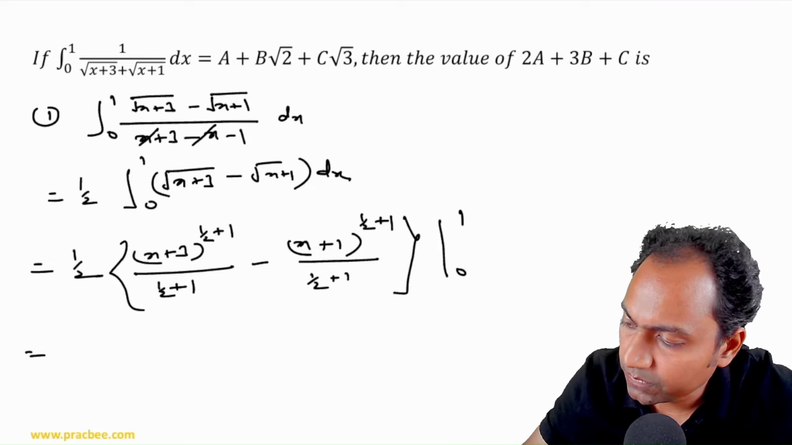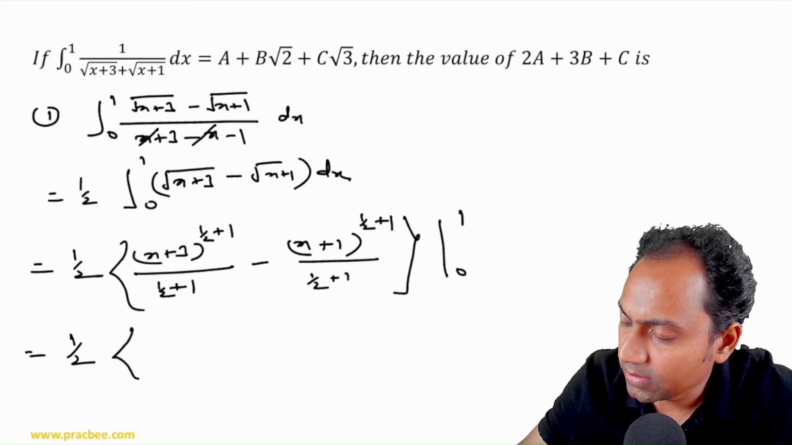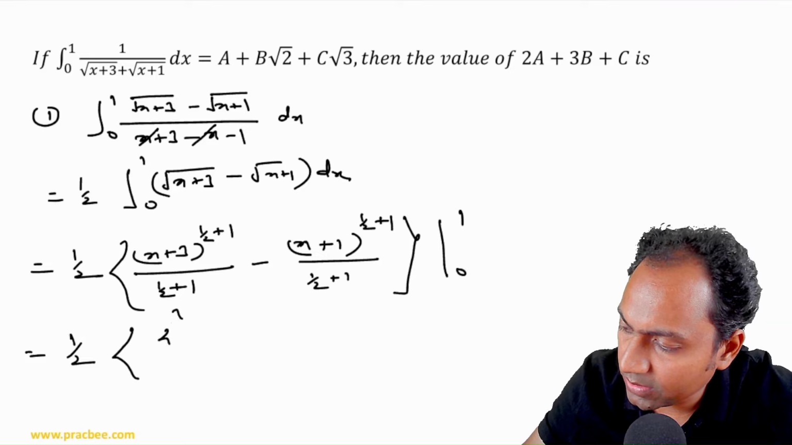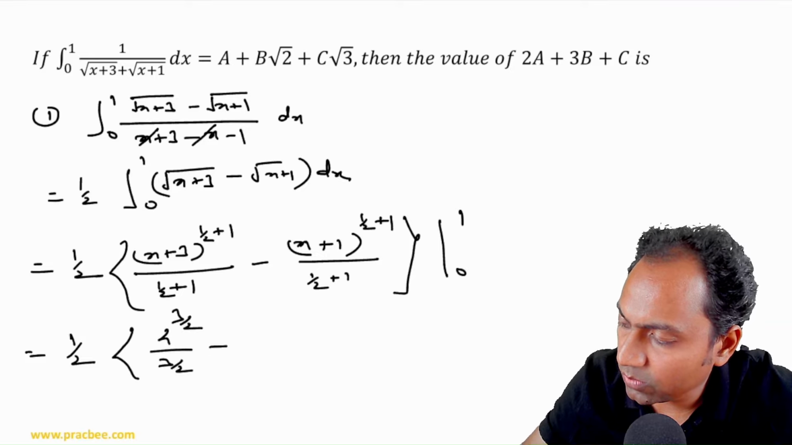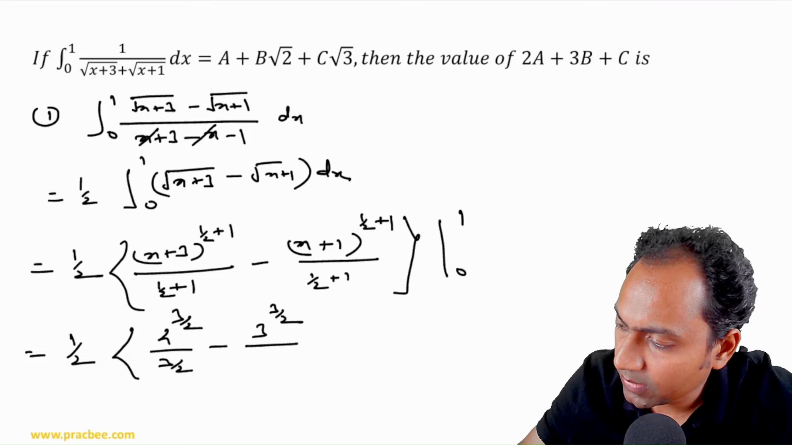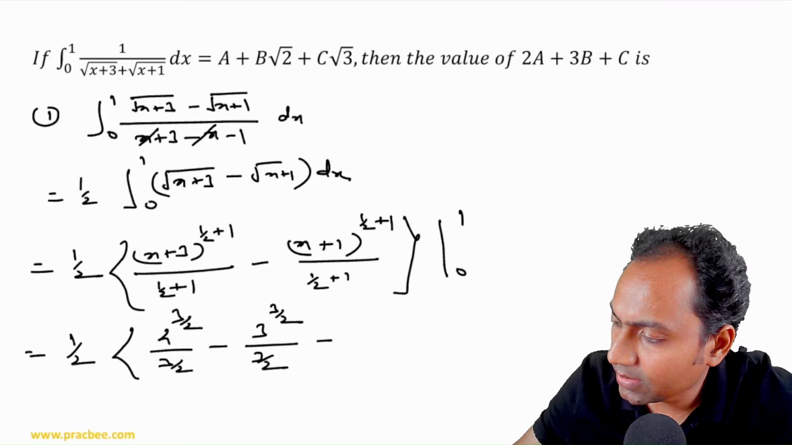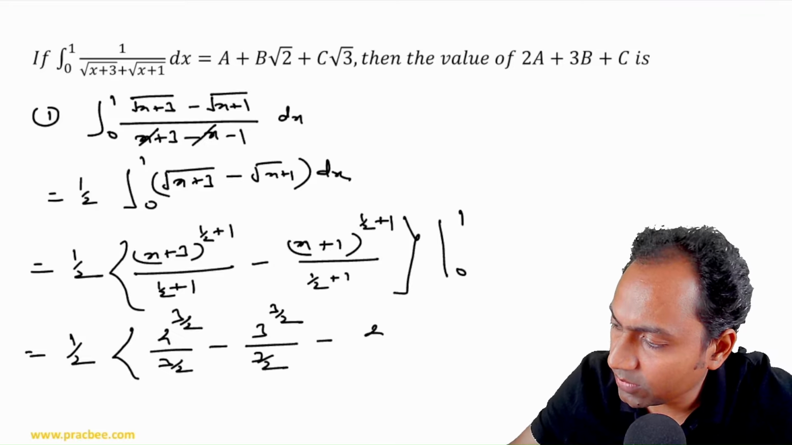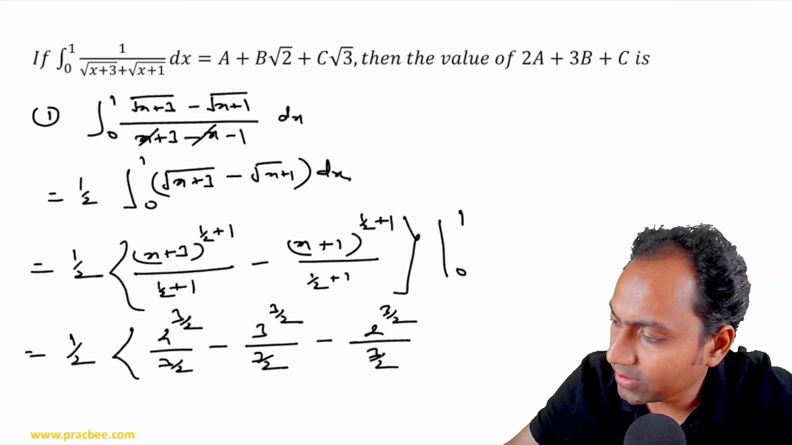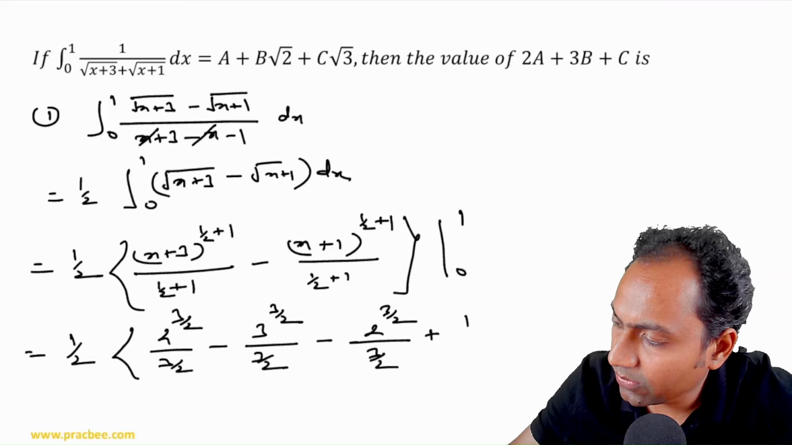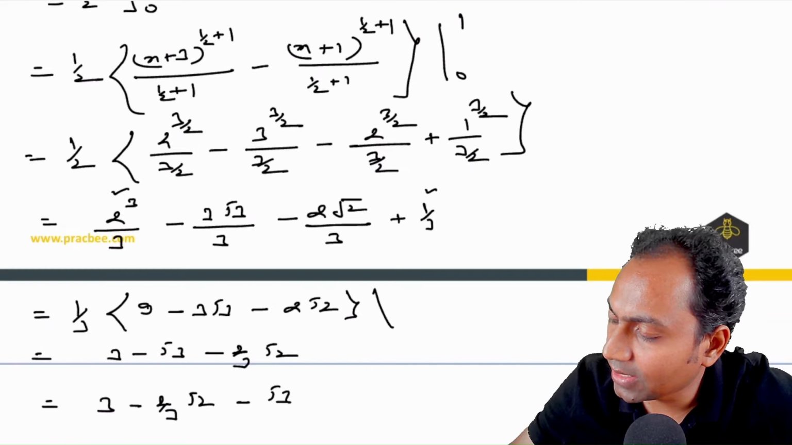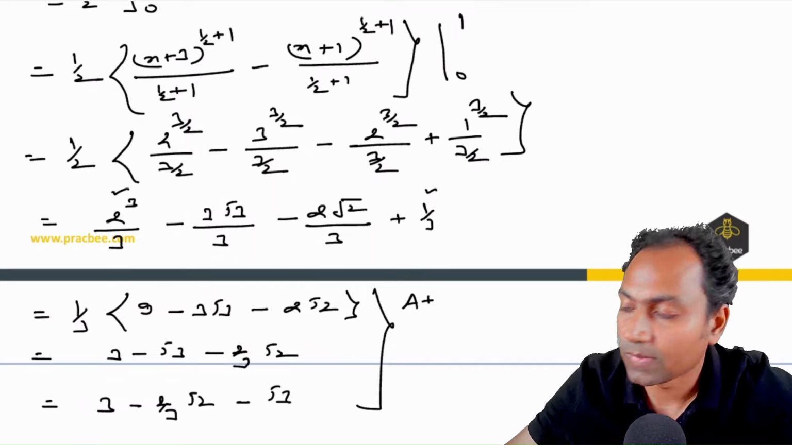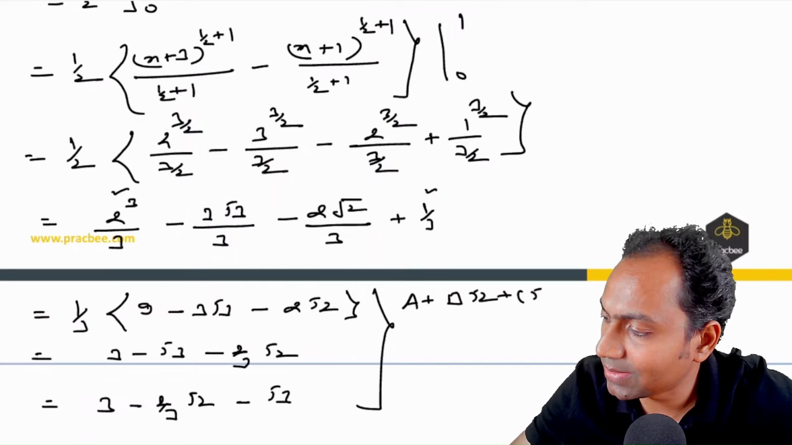And if I do so, if I put 1, it becomes nothing but 4 raised to the power 3 by 2, by 3 by 2, minus, if I put 0 here, it is nothing but 3 raised to the power 3 by 2, by 3 by 2. And then in the other part, if I put 1, it becomes nothing but 2 raised to the power 3 by 2, by 3 by 2, plus 1 raised to the power 3 by 2, by 3 by 2. So we can see that if I compare this to a plus b root 2 plus c root 3.